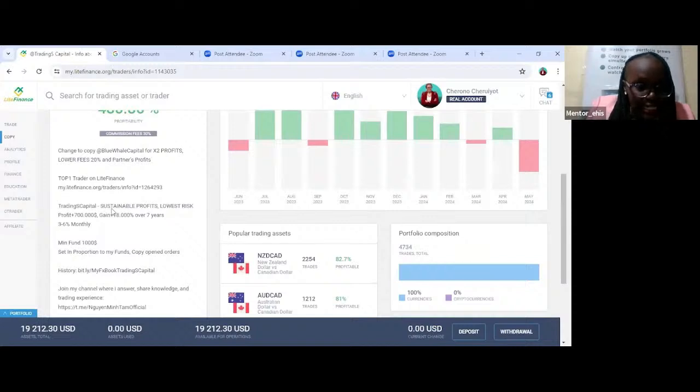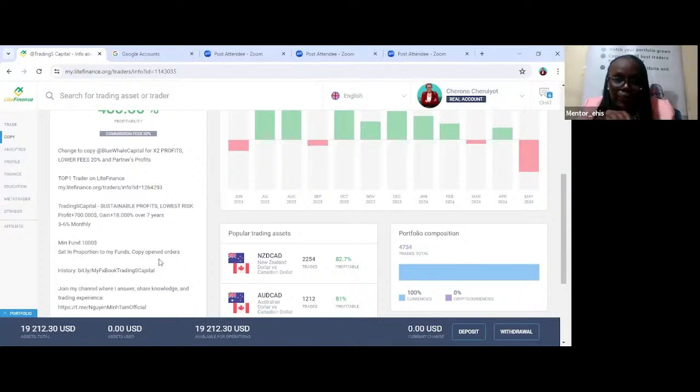30%. And there are some details every trader will put on their profile that is very keen for you. It will also help you in setting your own. Like for this one, he said minimum funds, you can see. For you to copy this person, you need some minimum funds of 1,000 USD. And you set in proportions to fund. And he has advised that you copy opened orders.